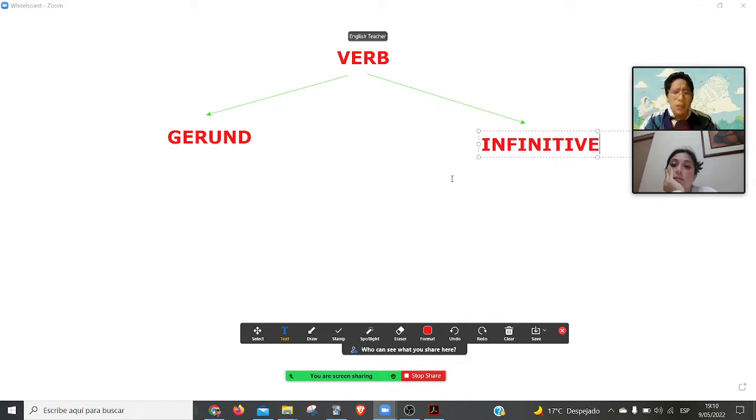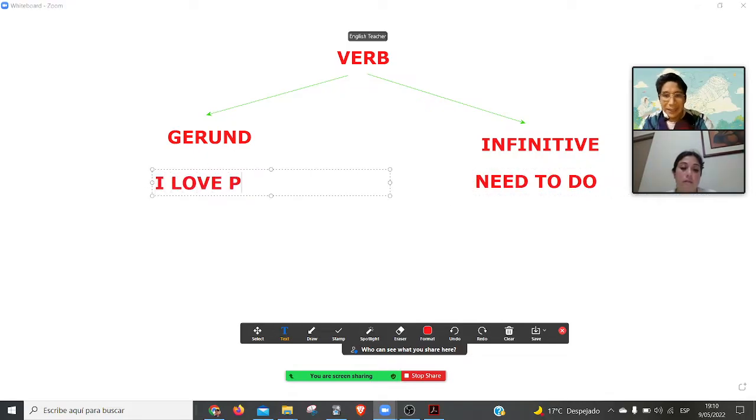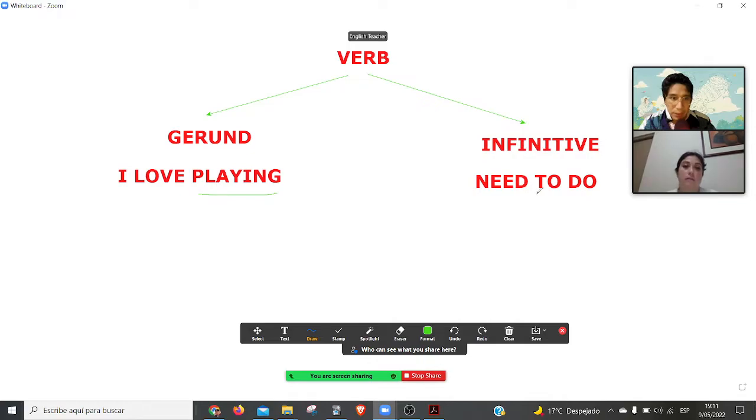Infinitive, okay? What does that mean? In the English language, we have verbs, for example, when you want to link two verbs, you say need to do something, need to do, infinitive, or I love playing. This is called the gerund. This is gerund, this is infinitive. Did you understand the difference between the gerund and the infinitive? Yeah, amazing. This is the first part.